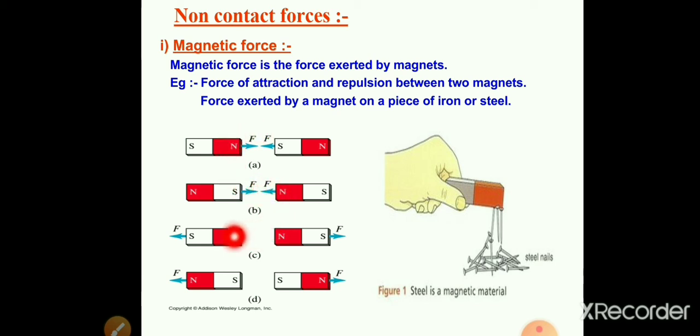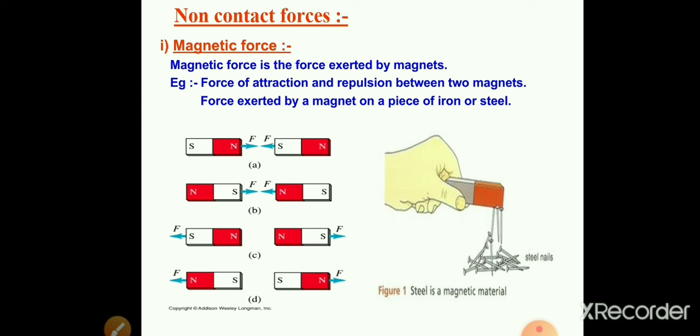Here you can see the like poles, right? North north and south south. In this case there is a force of repulsion. That means the magnets are repelling each other. So magnetic force is a force which is exerted by magnets. The force exerted by a magnet is a magnetic force.